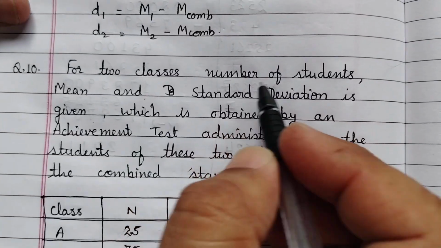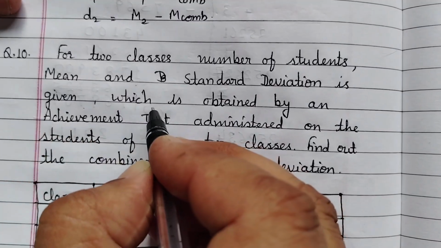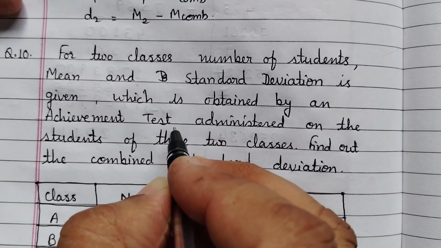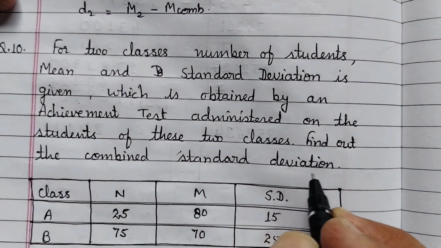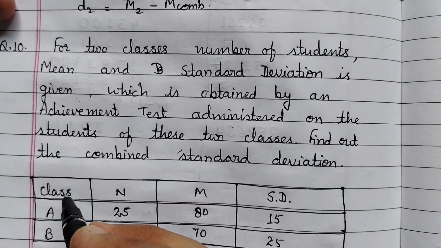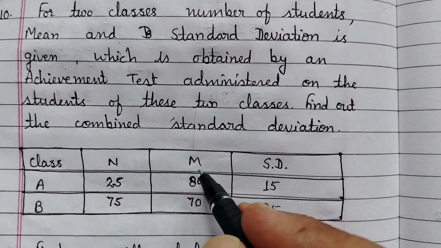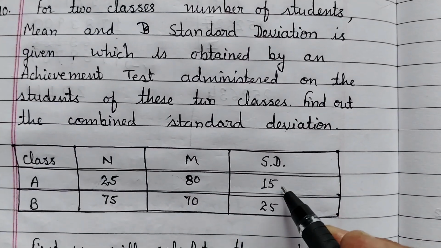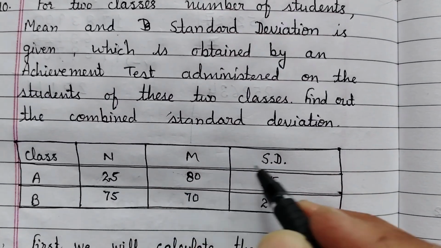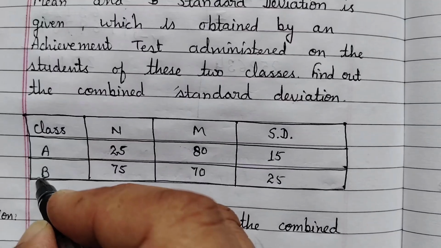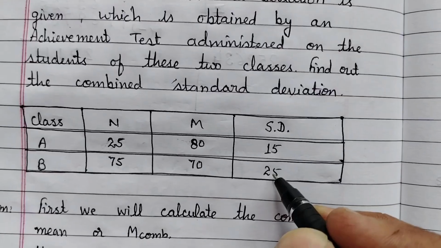Take one example. For two classes, the number of students, mean and standard deviation are given, which are obtained by an achievement test administered on the students of these two classes. Find out the combined standard deviation. In a table, let the classes be class A and class B, with their number of students n, mean m and standard deviation sd. For class A, n is 25, mean is 80 and standard deviation is 15, and for class B, n is equal to 75, m is equal to 70 and sd is equal to 25.